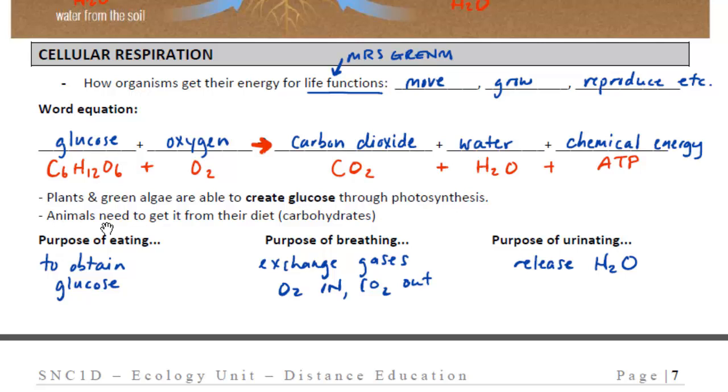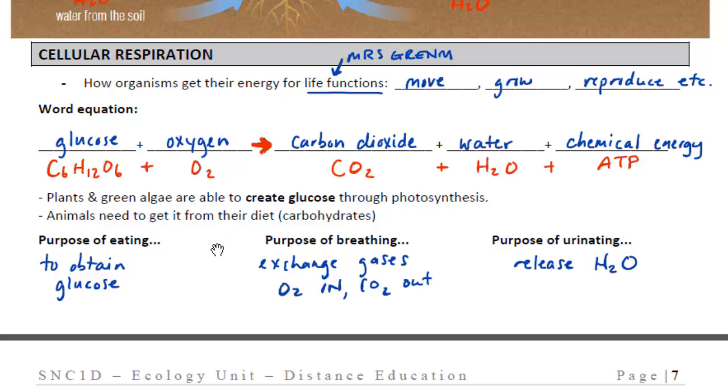Now, plants and green algae are able to create the glucose for photosynthesis. Every other organism, all the other animals need to get it from their diet. So the plants themselves are also going to go through cellular respiration. They make glucose for themselves. We just have the added benefit that they make so much glucose and so much oxygen that we're able to use it as well.